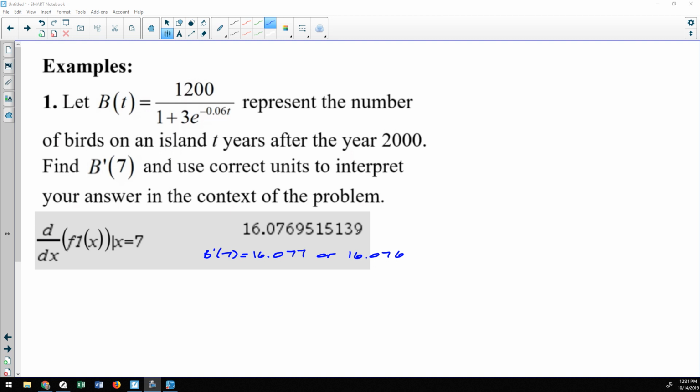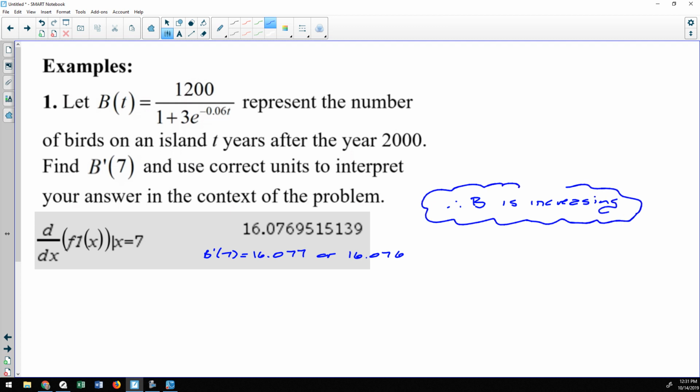So here we have our answer, and then we are to interpret this in the context of the problem, and this is where you want to keep things simple. We found the value of a derivative, and we found out that we got a positive result. B prime of 7 is positive. Therefore, my thought process is that my function b is increasing. That is going to be how we interpret this answer.